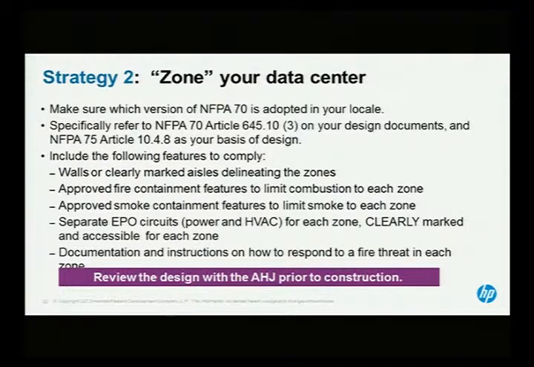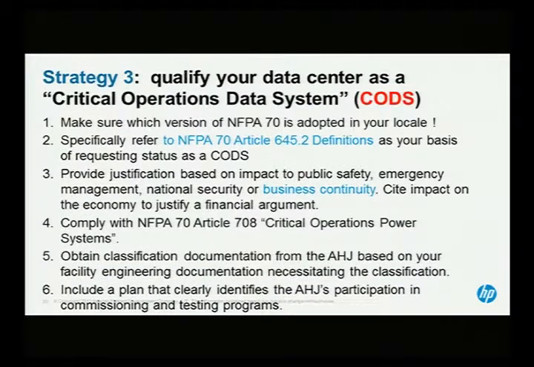You want to make sure they're fully up to date on what you're trying to do and what your basis of design is. Strategy number 3, qualify for a CODS. Again, make sure which version of NFPA 70 is in your locale. Refer to NFPA 70 645.2 definitions, and then provide justification based on your impact to public safety, emergency management, national security, and most importantly, business continuity. So if you're a very critical data center and you have most of these features already, you can easily justify this and take that step.